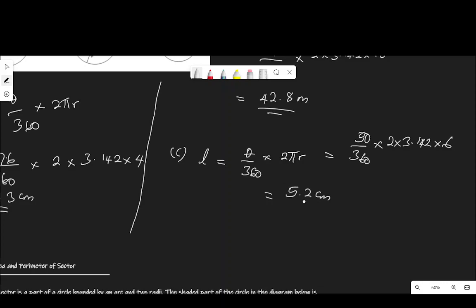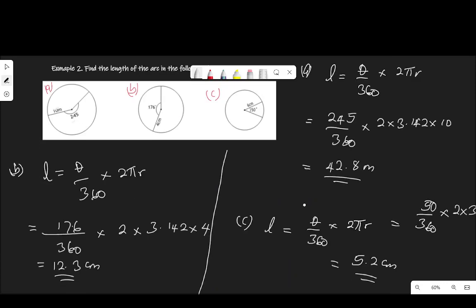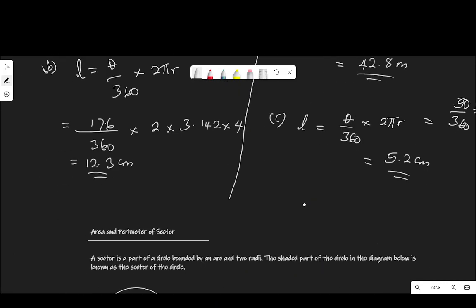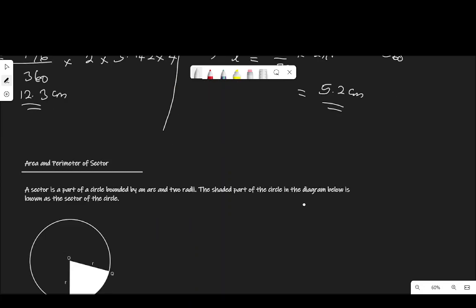5.2 centimeter is the length of that arc. Okay, that is that for length of arc. Let's move on to other aspects of circle, which is area and perimeter of sector.